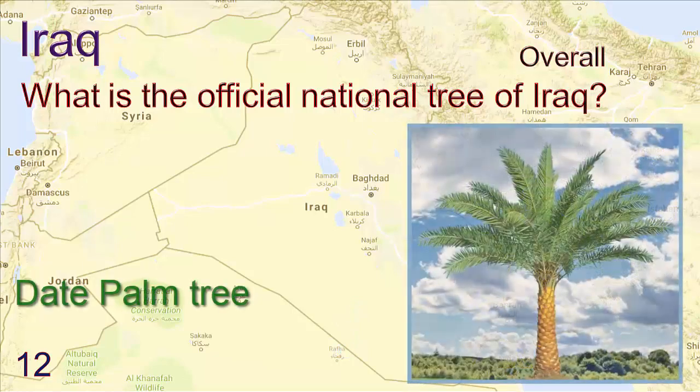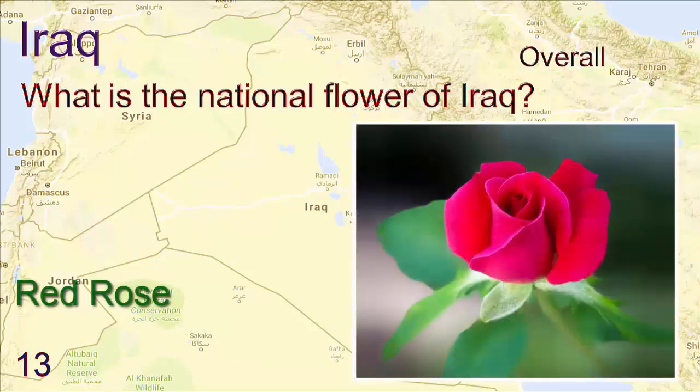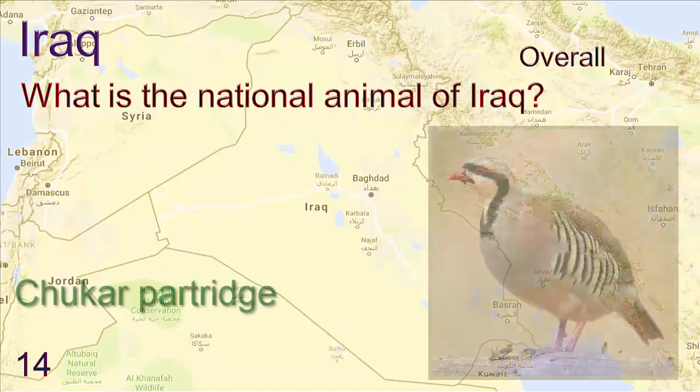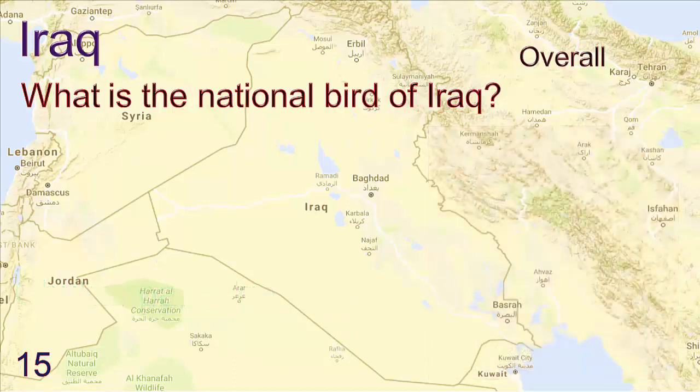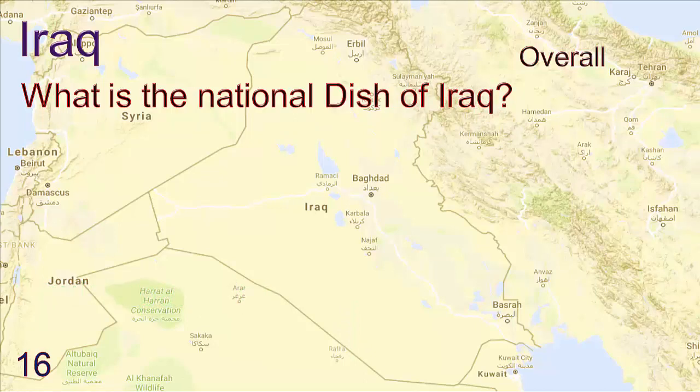What is the official national tree of Iraq? Date palm tree. What is the national flower of Iraq? Red rose. What is the national animal of Iraq? Answer is chukar. What is the national bird of Iraq? This is also chukar. What is the national dish of Iraq? Answer is masgouf.